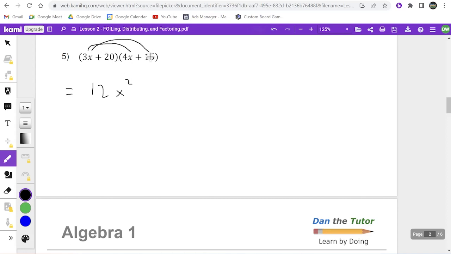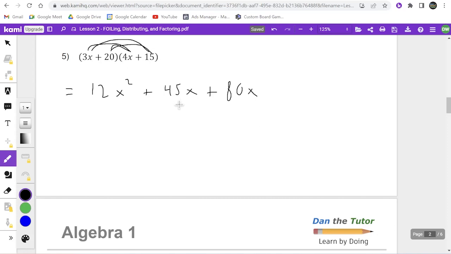Next we do the outer. 3x plus 15 is going to be plus 3 times 15 is 45, and then x. And then the inner, plus 20 times 4. 20 times 4 is 80, x. And then the last, 20 times positive 15.